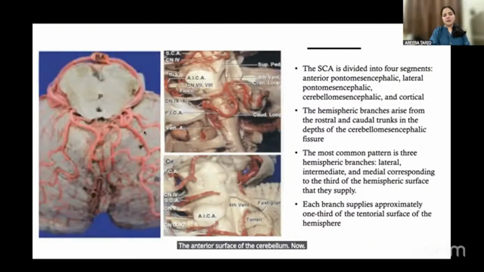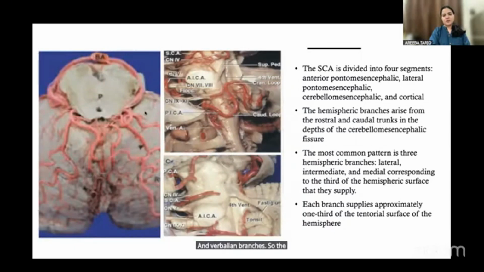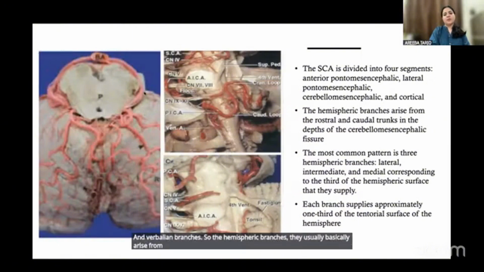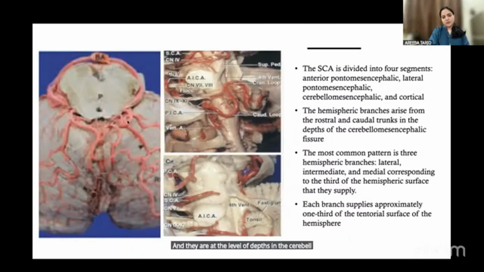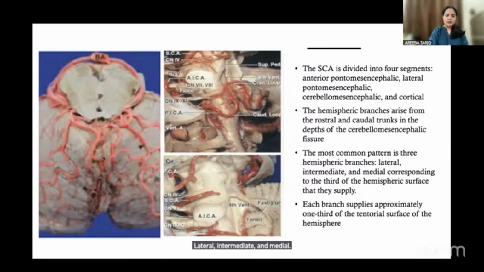Now, these cortical branches are hemispheric branches, which are going to supply the cerebellar hemisphere, and vermian branches. The hemispheric branches usually arise from the rostral and caudal trunks, and they arise at the level of the depths of the cerebellomesencephalic fissure. This is the cerebellomesencephalic fissure. We can see the cortical branches arising from here. The most common pattern is 3 groups of branches: lateral, intermediate, and medial, which supply the thirds of the tentorial surface: the lateral surface, the middle part, and the medial part.